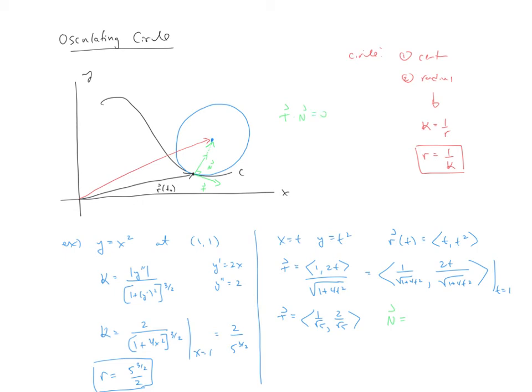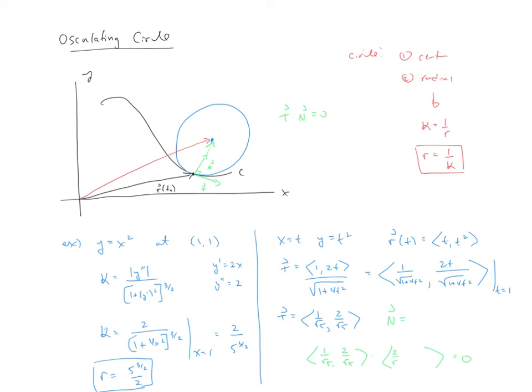Well, I already know what T is. T is going to be this guy right here. So I need to come up with a vector that if I dot it with this, I'm going to get a 0. Okay? So follow me here. If I have a 1 over square root of 5 and a 2 over square root of 5, the easiest thing to dot it with and come up with a 0 would be me just flip-flopping these two things and making one of them negative.